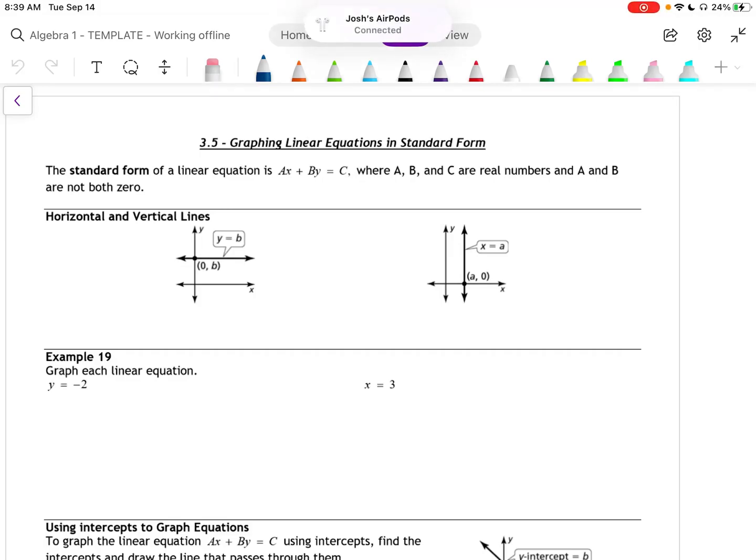All right, 3.5, graphing linear equations in standard form. The standard form of a linear equation is ax plus by equals c, where a, b, and c are numbers, and a, b are both non-zero. We also have horizontal and vertical lines.